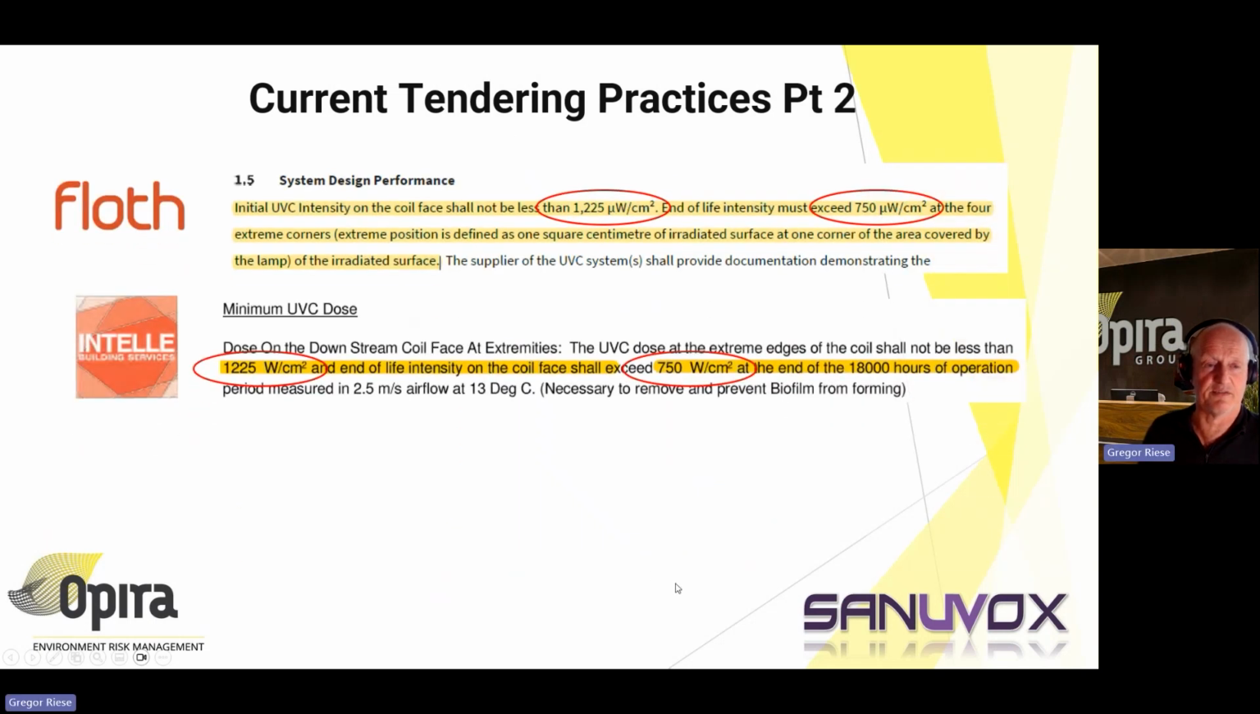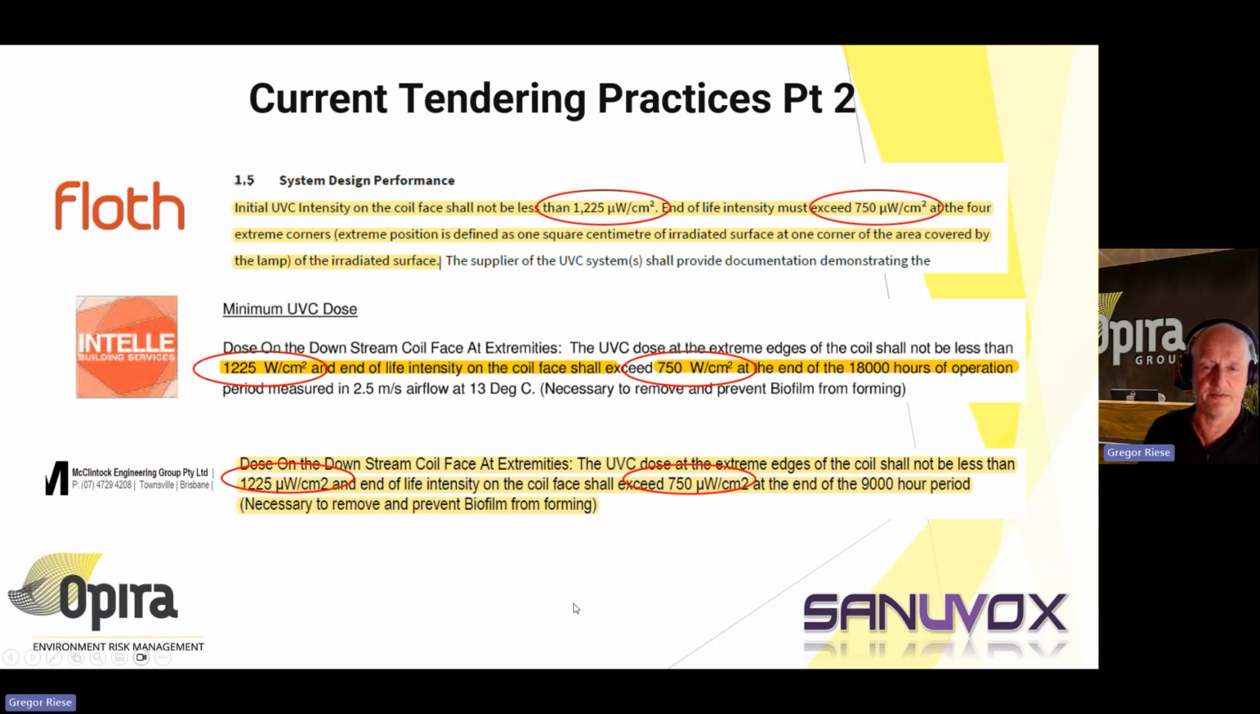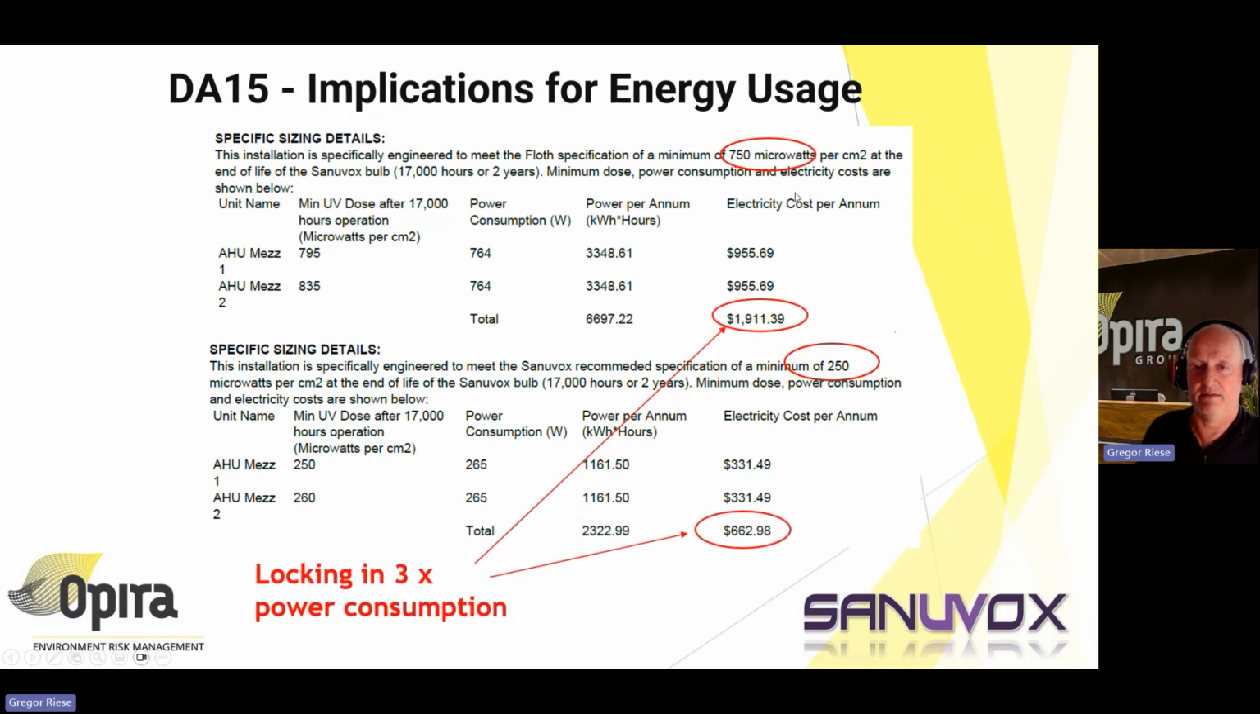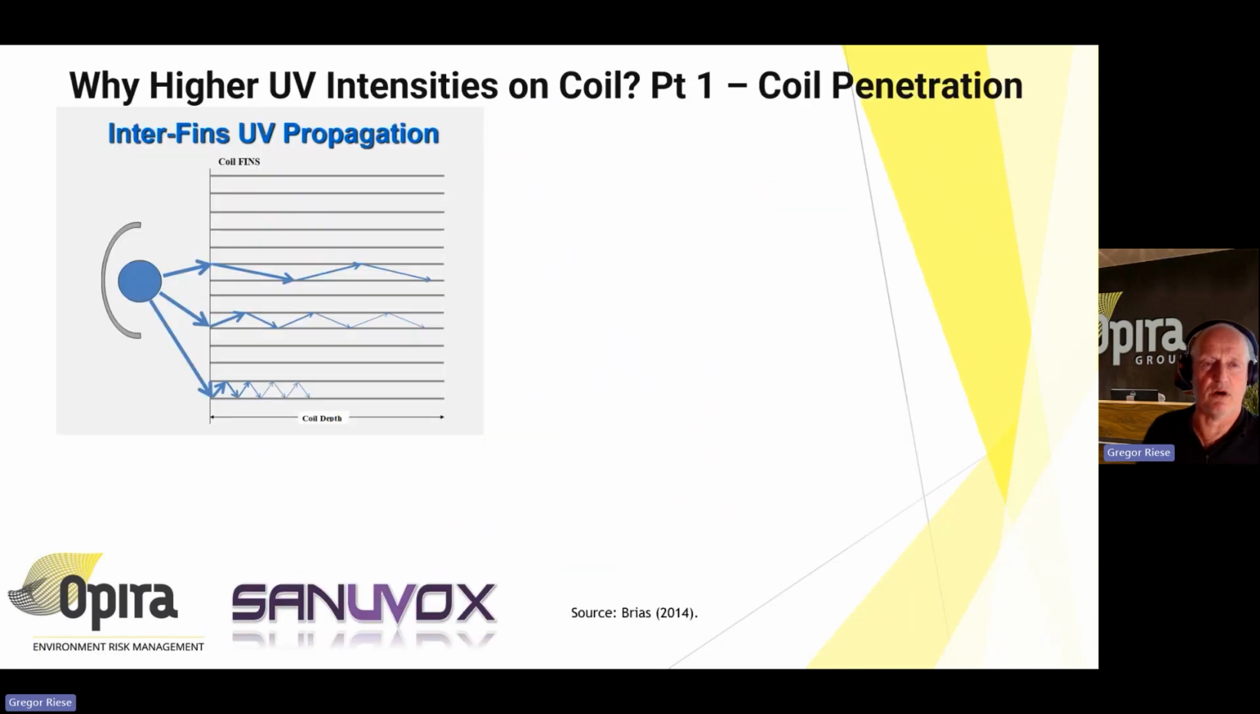And these levels are being adopted by a wide range of consultancies. Those numbers are becoming very widespread, and we've made representations to ASHRAE that perhaps they may wish to revise that publication sooner rather than later. The implications for energy use, of course, if you're running at, let's just use 750 microwatts versus the 250 microwatts that we recommend, the cost of running that in a very small air handler is about 3 times the consumption. So the question being asked here is, why would you want to do that?